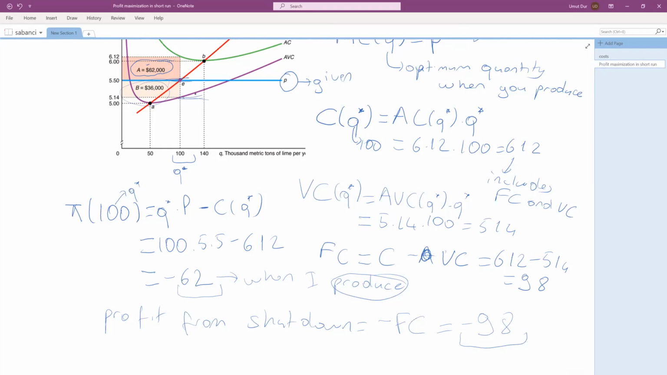So that part is coming to me as some kind of a profit from the loss. Zarardan kar ediyorum burada, çalıştırarak. Yani zararımın 36.000 kadarını ben üretim yaparak azaltıyorum. At the end, I am losing money from production, but I would lose more money if I don't produce at all. Açık oldu mu şimdi?